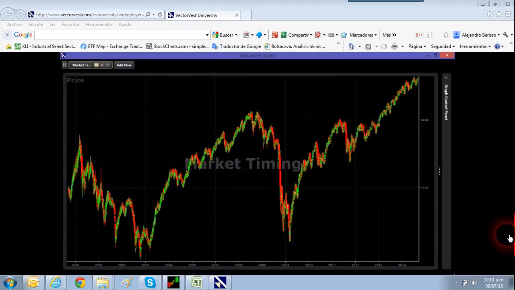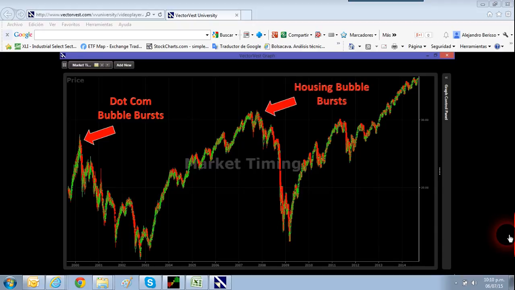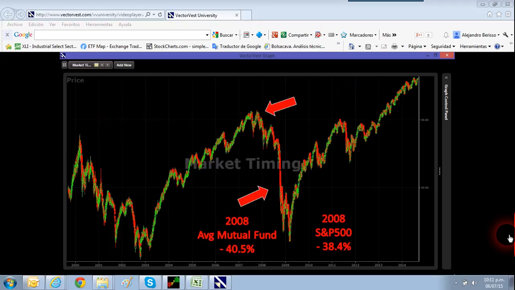So here's a look at the market over the past 15 or so years. And perhaps you held stocks or mutual funds through the dot-com bubble and its subsequent burst. Or maybe when the housing bubble burst, or through the global financial crisis. Now, if we just look at 2008, the average mutual fund dropped over 40%, and the S&P dropped over 38%. The reason I bring this up is I need you to understand that if you lose 40%, you need to gain 66% just to get back to break even. And for many people, that takes years to recover from.